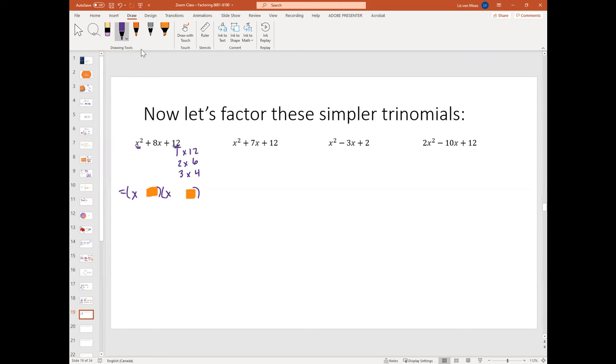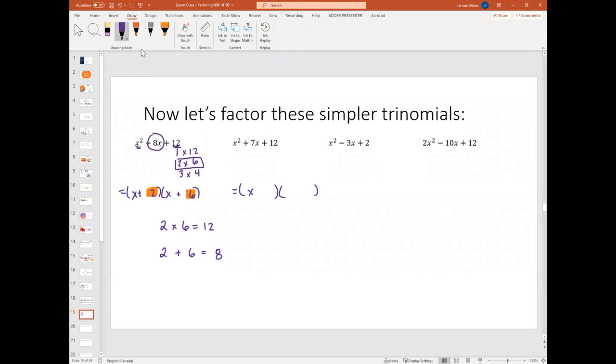Why 2 times 6? Because 2 times 6 is in fact 12, but 2 plus 6 would give us the 8. So we're going to have x plus 2 and x plus 6. So we're looking for two numbers that when I multiply them give me the third term, but when I add them, they give me the coefficient of the middle term. Every single time.